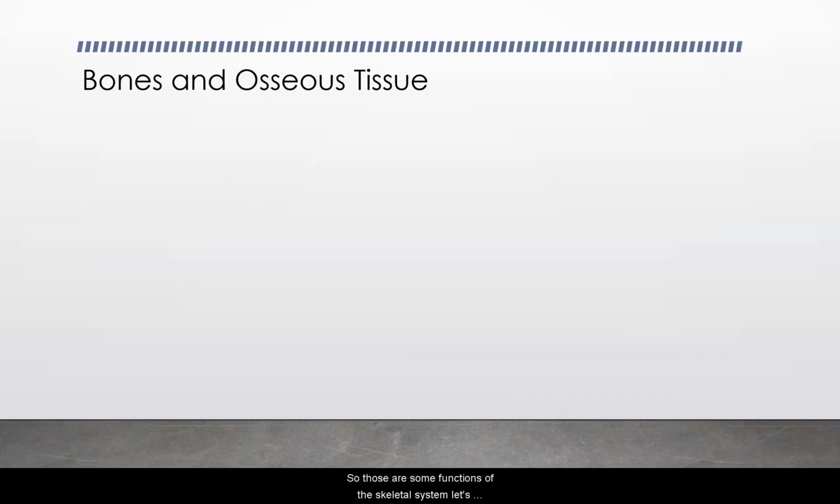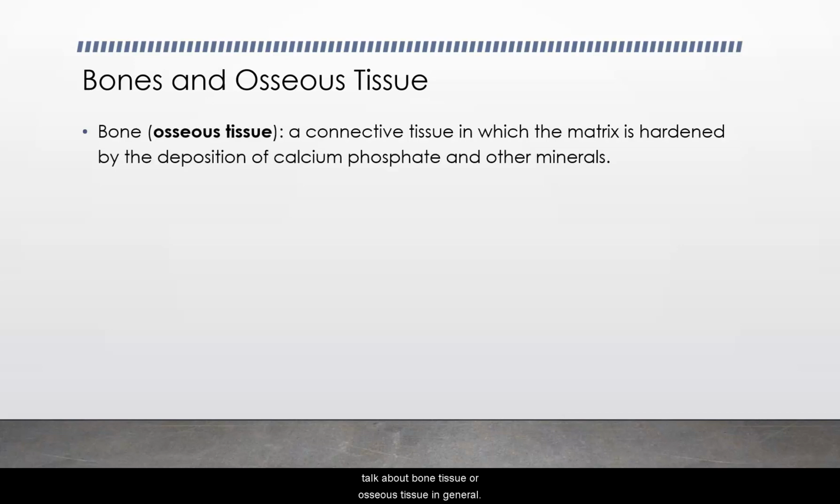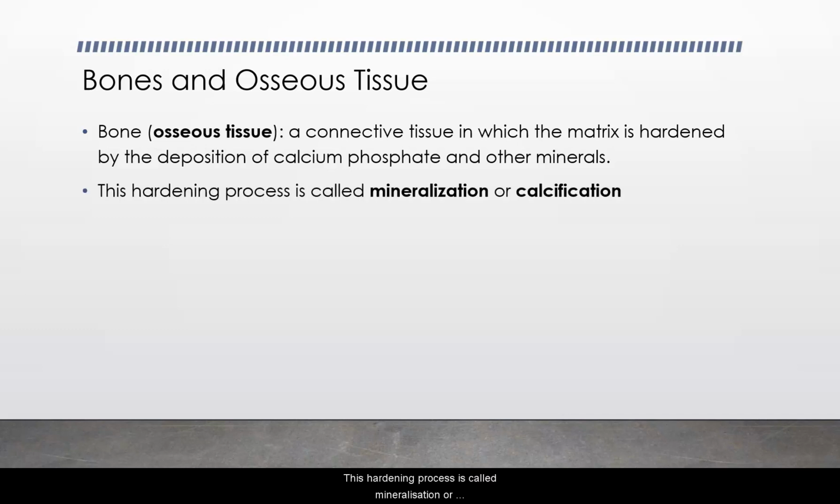Let's talk about bone tissue or osseous tissue in general. Osseous tissue or bone is a connective tissue, and the matrix of that connective tissue is hardened due to the deposition of calcium phosphate and other minerals. This hardening process is called mineralization or calcification, and I bet you can figure out what the main mineral is: calcification, calcium phosphate.